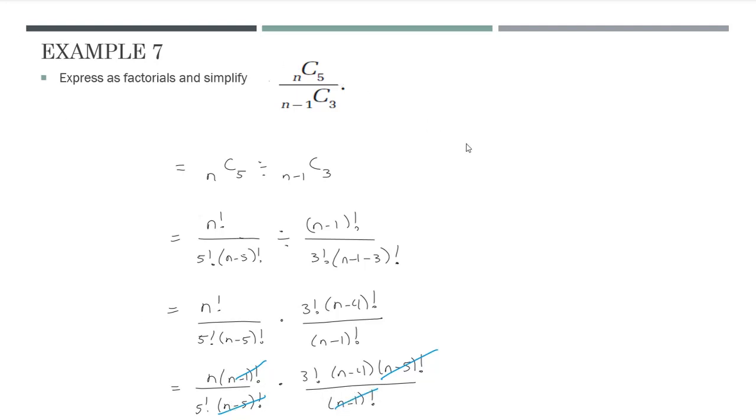So that step right there is huge. All of a sudden we have, well, 3 factorial becomes 6. And we have the n. And don't forget about the n minus 4 that's left there as well.